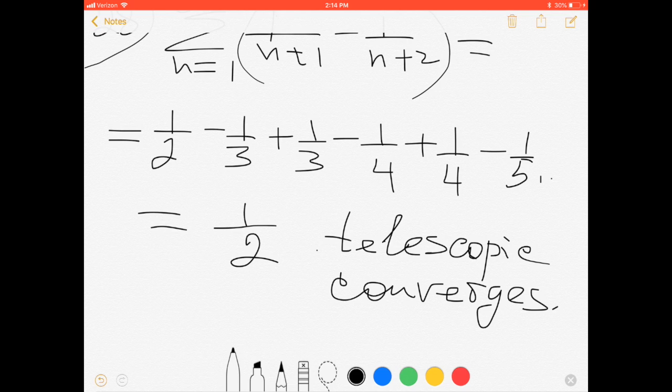Now you have a couple more tests for solving problems and for finding whether a series converges or diverges.